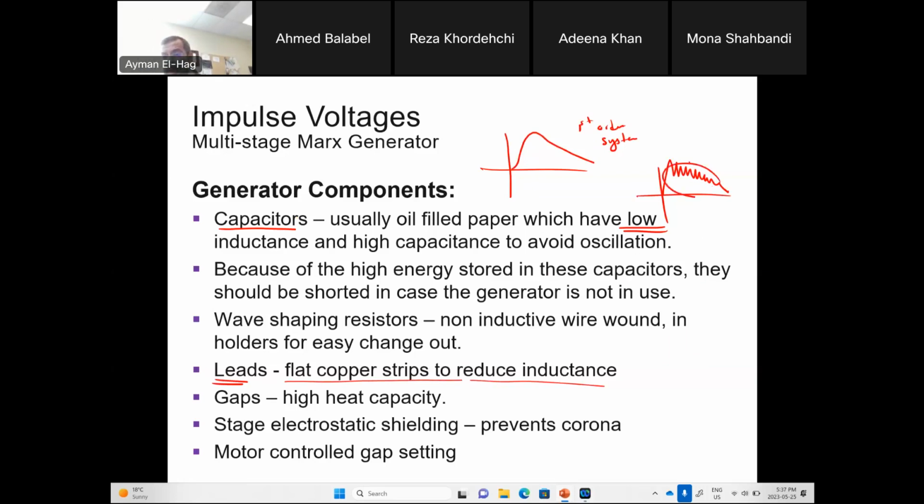These ripples are because of the interchange of the energy between the capacitor and the inductor. Or even worse, you can have something like this. You don't want this. This is not a good impulse. So we try to minimize the inductance from the leads, from the capacitors, anything there. Now, of course, we have the gaps. They have to be able to deal with high heat, because when arcing happens, there's very high heat there. So you want to make sure that you don't damage those arcing spheres.